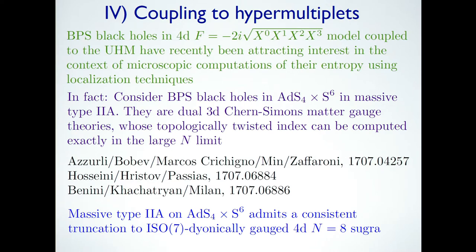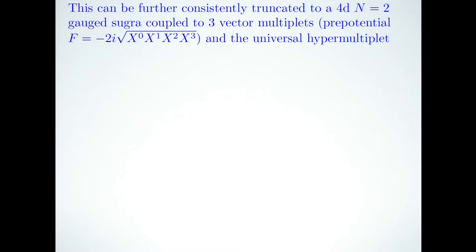And well, this theory, this massive type IIA on AdS4 cross S6, if you dimensionally reduce on S6, admits a consistent truncation to ISO(7) dyonically gauged four-dimensional N=8 supergravity. And this theory here can still be truncated. So this can be further consistently truncated to a four-dimensional N=2 gauged supergravity model coupled to three vector multiplets, precisely with this prepotential, and the universal hypermultiplet. Okay, so this is still another further consistent truncation.